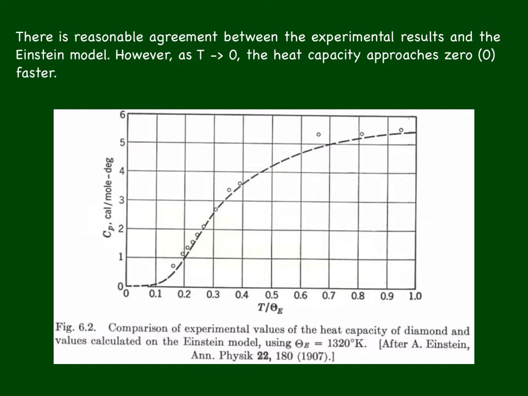I like the following statement. There is reasonable agreement between the experimental results and the Einstein model. It is shown using this graph here. However, also shown in the graph is that as T approaches 0, the heat capacity approaches 0 faster for the experimental values. The experimental values in the graph are the open circles, while the dashed curve represents the Einstein model.